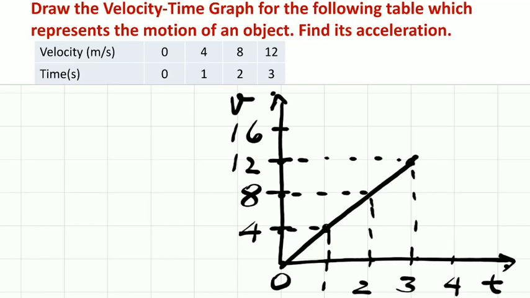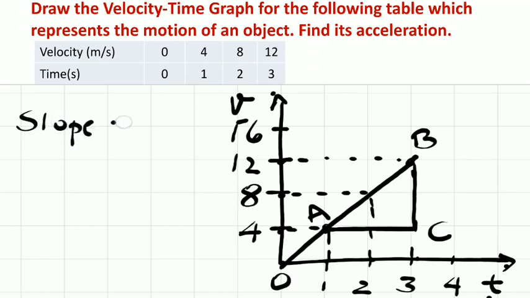Okay, in case of velocity time graph, the slope is called acceleration. So we need to find the slope over here. So how to find the slope? Let's watch. Take this point as A and this point as B and make that triangle. Take this point as C. Now we need to find out the slope of this graph AB. So the slope will be height upon distance, that is BC upon AC.